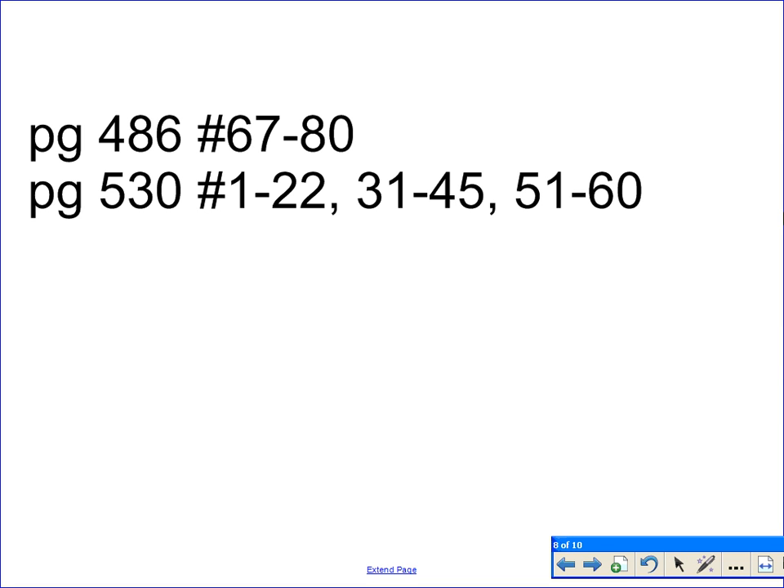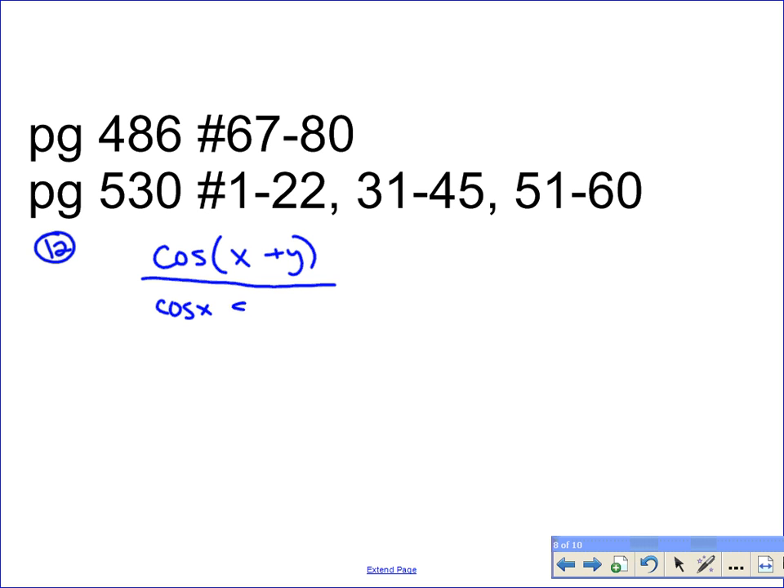Alright, what I'm seeing in both of those, if you don't have a text in front of you, is cosine of x plus y, all over cosine x sine y. And we're trying to make it look like cotangent y minus tangent of x. Doesn't matter. So tangent y minus tangent of x.